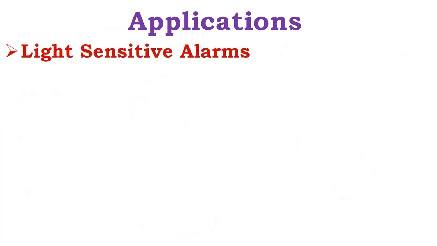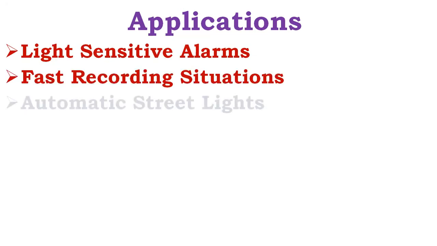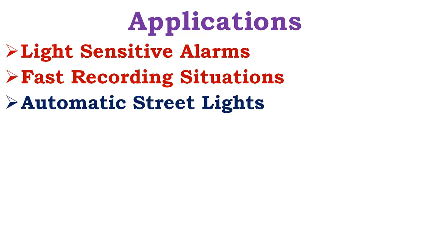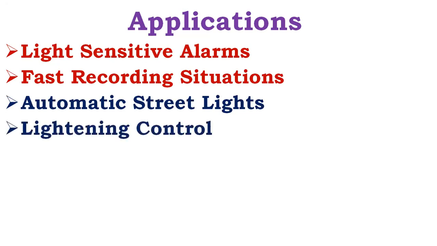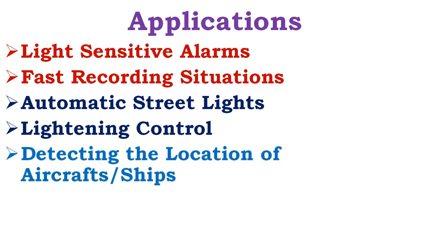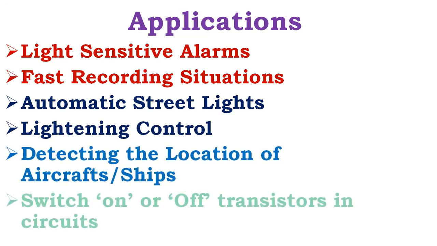See the applications of the photoconductive cell. The photoconductive cells are used in light-sensitive alarms, fast recording situations, automatic street lights, and lighting control. The photoconductive cells can also be used in detecting the location of aircraft and ships with the help of radiations coming out from their exhaust. They are also used to switch on or switch off the transistors in electronic circuits. Finally, the photoconductive cells are used in LED current level control also.